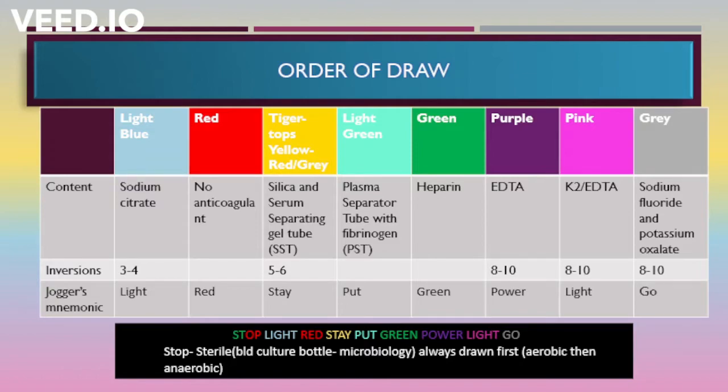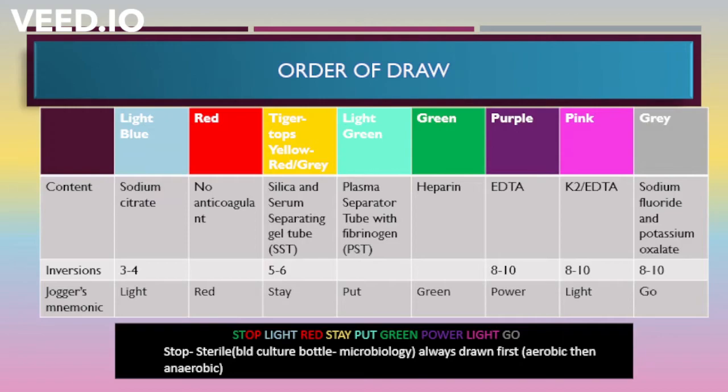Now let us look at the tubes. So as I told you, the light blue contains sodium citrate, and the next one is the red one. It has no anticoagulant. The golden yellow, that one is the silica and serum separating gel, that is the SST. The light green is the plasma separator tube with heparin. And then you have the green one, that is the heparin. Purple is for EDTA. K2 EDTA is present in the pink, and the grey one contains sodium fluoride or potassium oxalate.